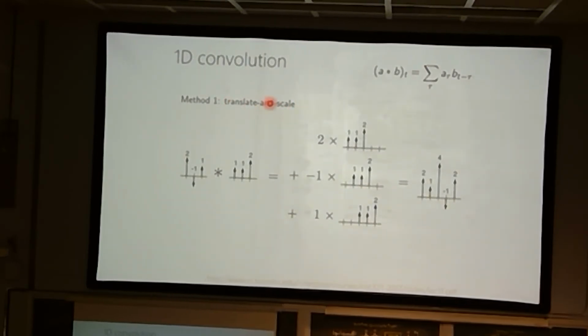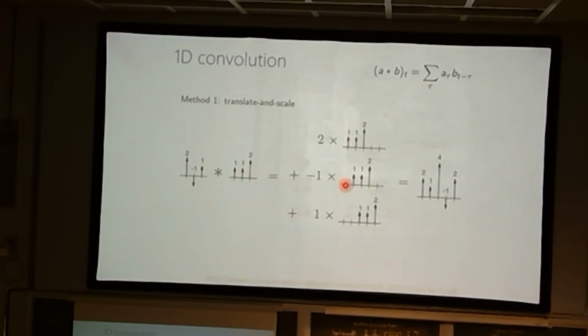This one, which I somehow don't like, because I like this idea of moving the filter around. So in method 1, if you want to convolve A and B, this is A, this is B, and this symbol here is the convolution symbol. Then what you do is you translate and scale. You take the second argument, and you move it. So here it's all the way to the left.